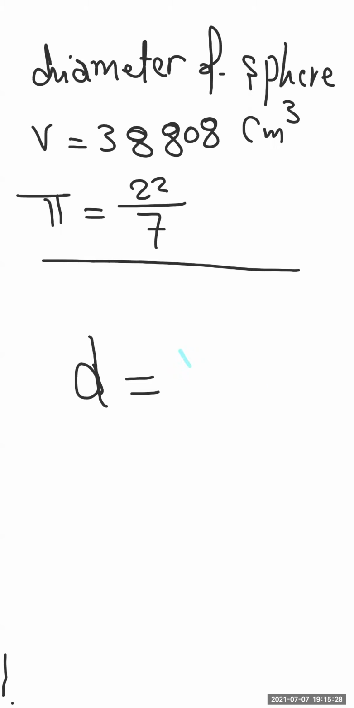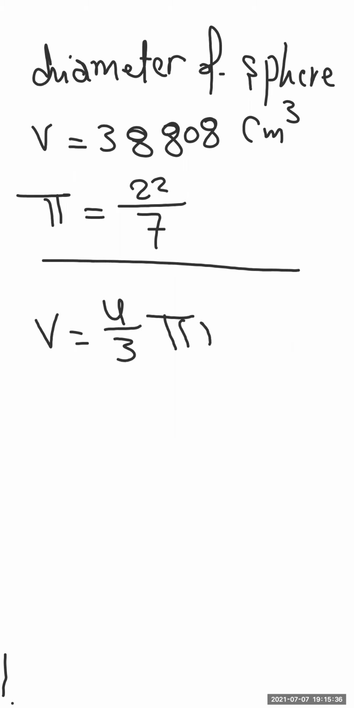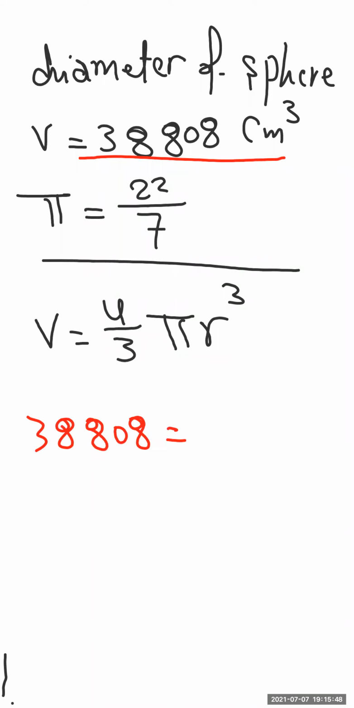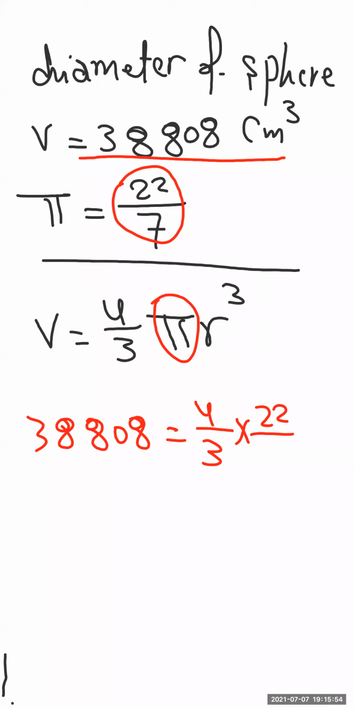So first step, we have the volume here. So what will be the rule of the volume? Volume equals 4 over 3 pi r to the power 3. Okay. So here on the question, the volume is given. So 38,808 equals 4/3 times pi, which equals 22/7, times the radius to the power 3.